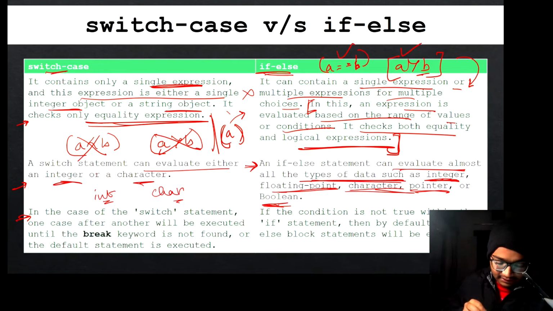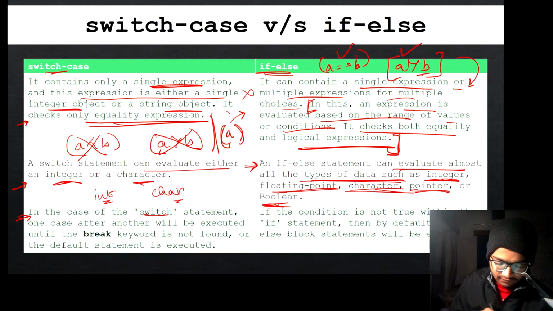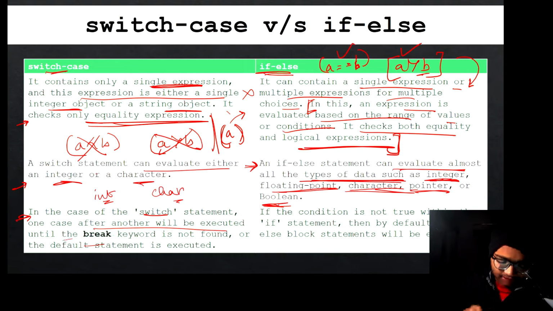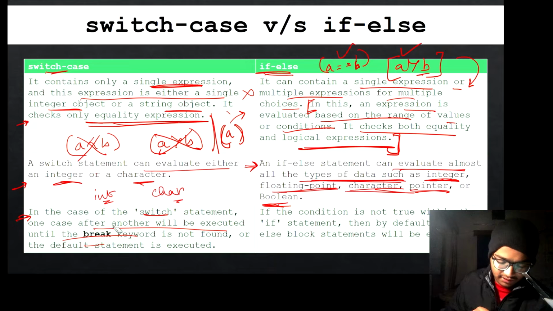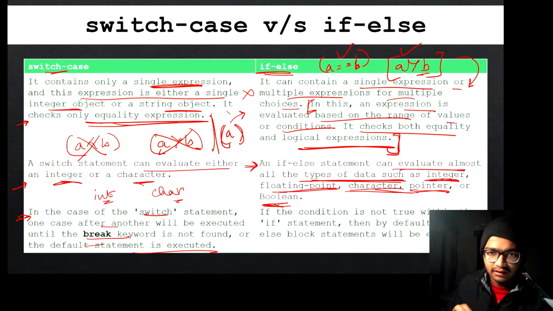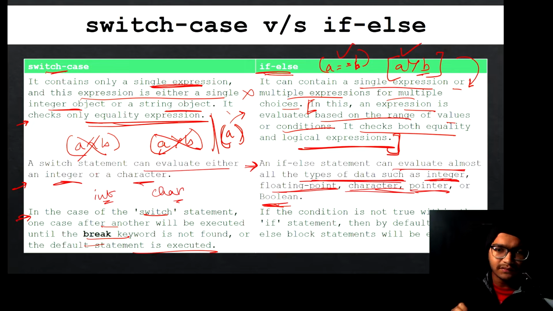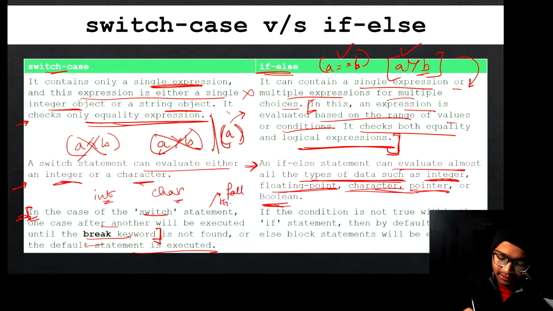Last difference is that in case of switch statement, after one case is executed, until a break keyword is found, the default statement is not executed, right? So this is the thing which I have explained in the syntax. If you read it again, in case of switch statement, one case after another will be executed until the break is found. This phenomenon is called fall through. We will discuss this in the later part of this video.